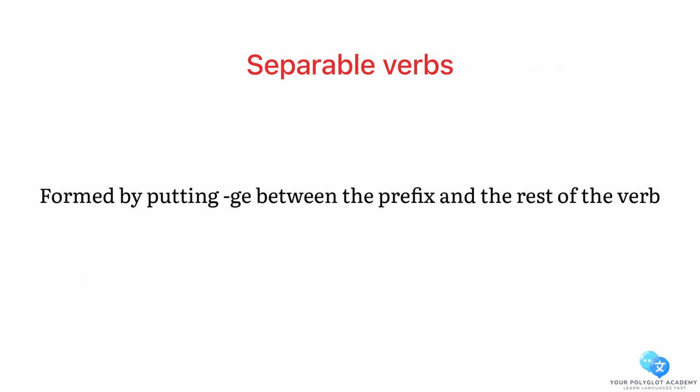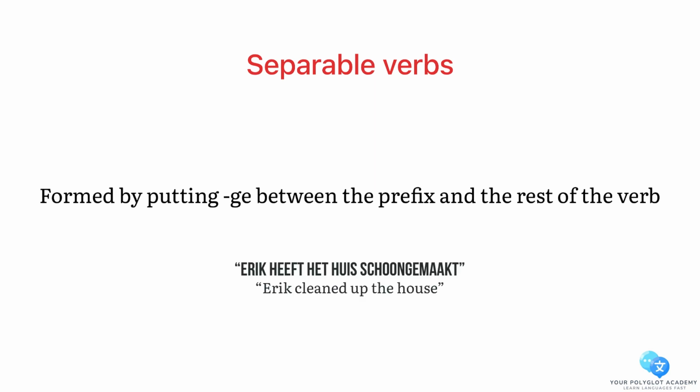Now we come to the present perfect of separable verbs. The participle of a separable verb is formed by putting ge in between the prefix and the rest of the verb. So for example, Erik heeft het huis schoongemaakt. Eric cleaned the house. You can see that the verb schoonmaken became schoongemaakt. And otherwise, all other rules for the formation of strong and weak verbs apply.